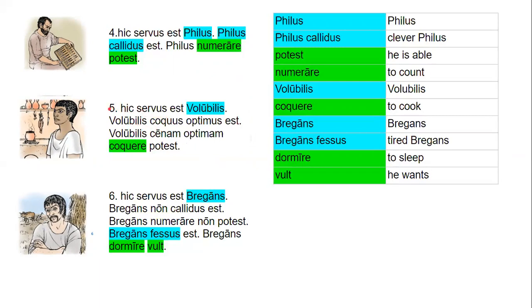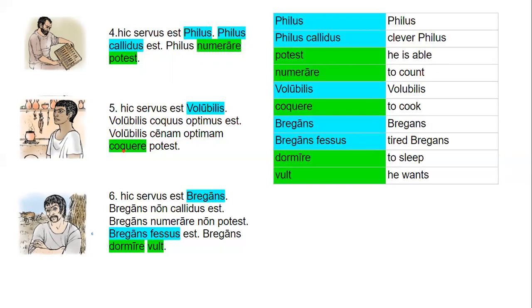So here we go. Next sentence. Hic servus est Volubilis. So this slave, another demonstrative pronoun, is Volubilis. Volubilis coquus optimus est. So Volubilis is a very good cook, or the best cook. This is a superlative adjective, so you can translate it as either way. And it's modifying coquus. And this right here is the predicate nominative. So it's describing who Volubilis is.